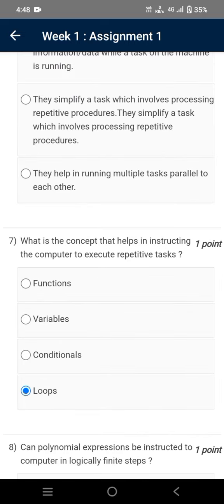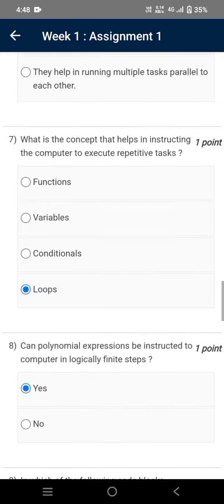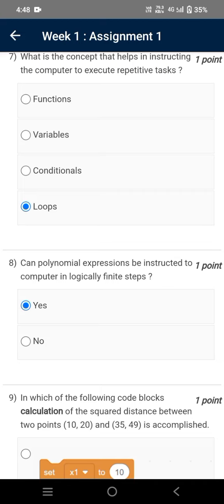Question 7th. What is the concept that helps in instructing the computer to execute repetitive task? Answer will be option C, loops.